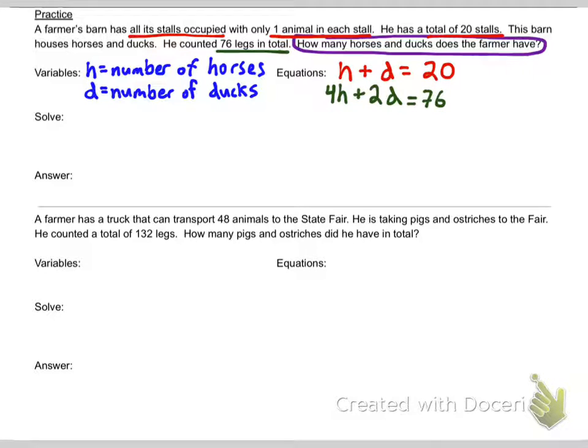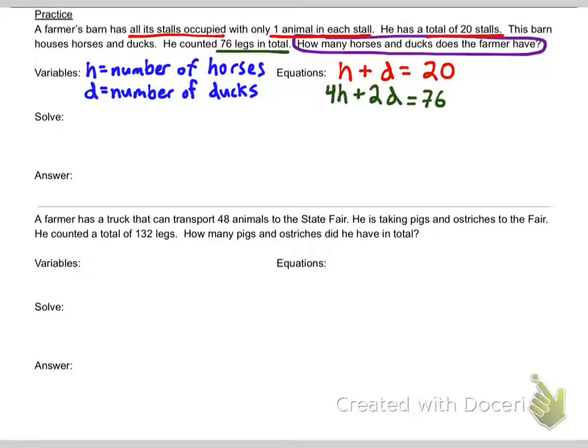And I went ahead and multiplied that because 4 times the number of horses would be the total number of legs from all the horses. 2 times the number of ducks is the total number from all the ducks. And the total number of legs altogether will be those 2 added together. So 4H plus 2D equals 76.